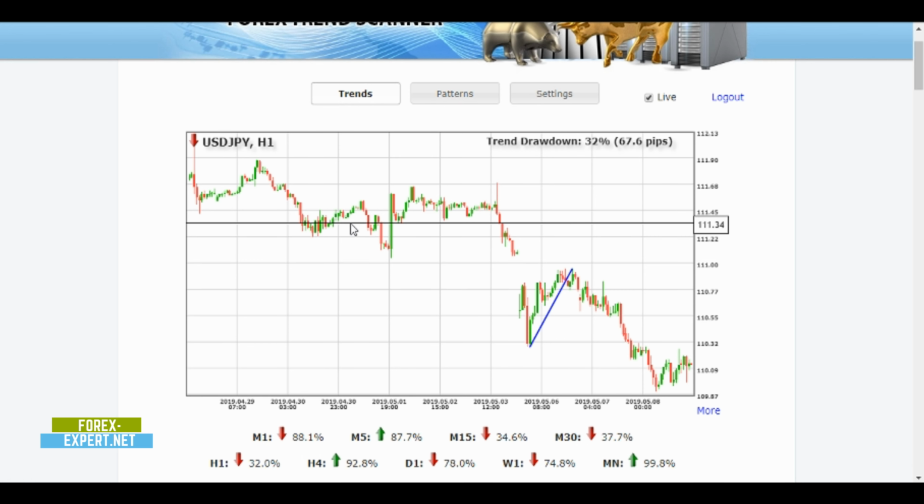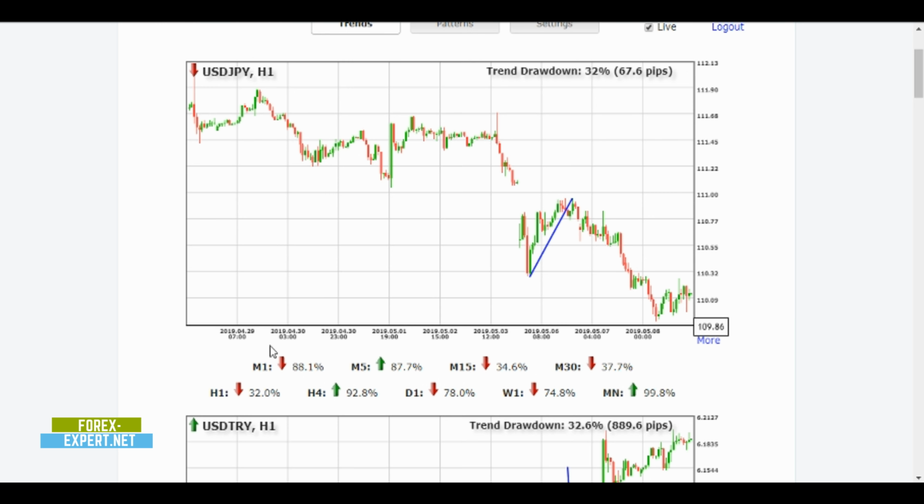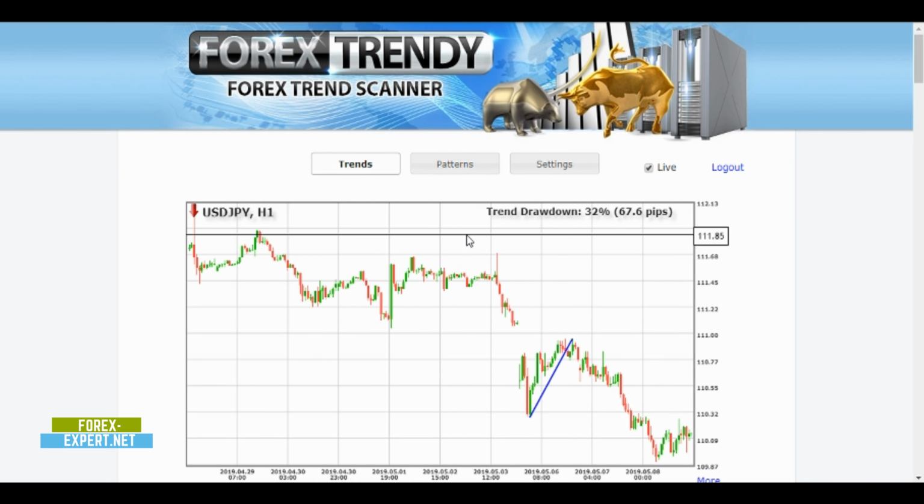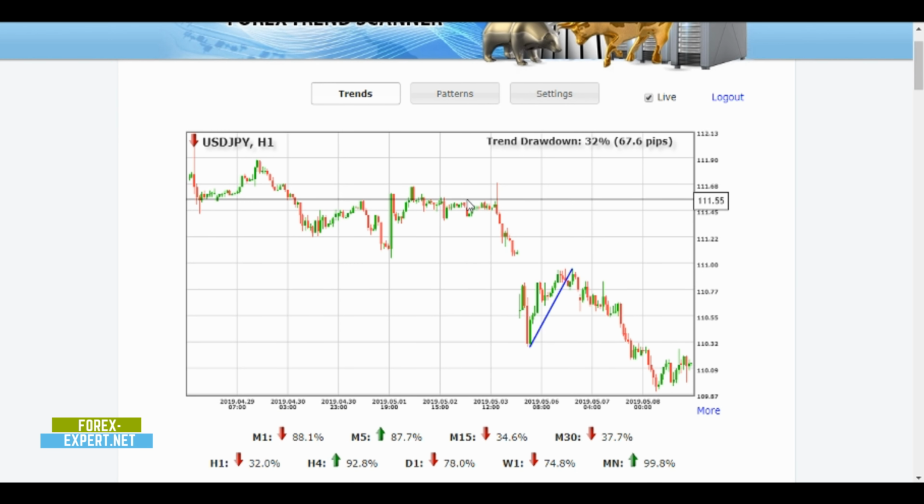Another very important feature that this online software will show you is the general trend direction. In this case, for example, we have the USD and the yen on the 1 hour time frame. The drawdown is 32%, a little bit higher in my opinion. And as you can see below the chart, you will find the arrows related to the time frames. We have a downtrend. The downtrend is not confirmed on the 4 hour time frame, but on the daily and the weekly. So it's up to you and your trend following strategy.